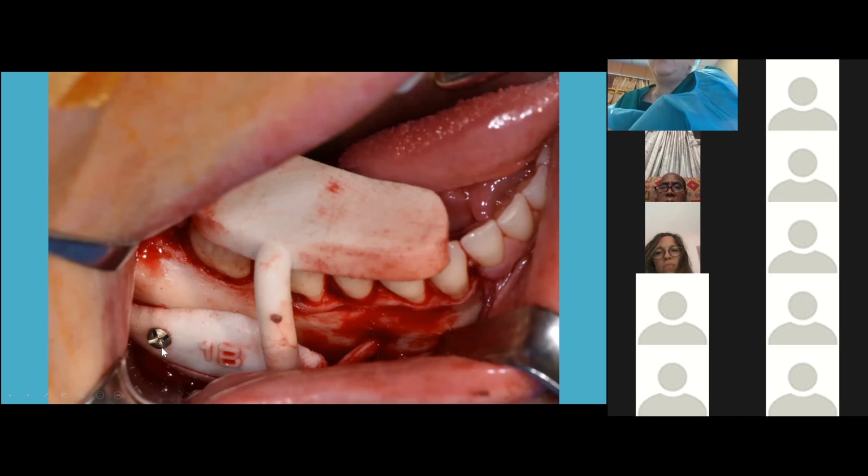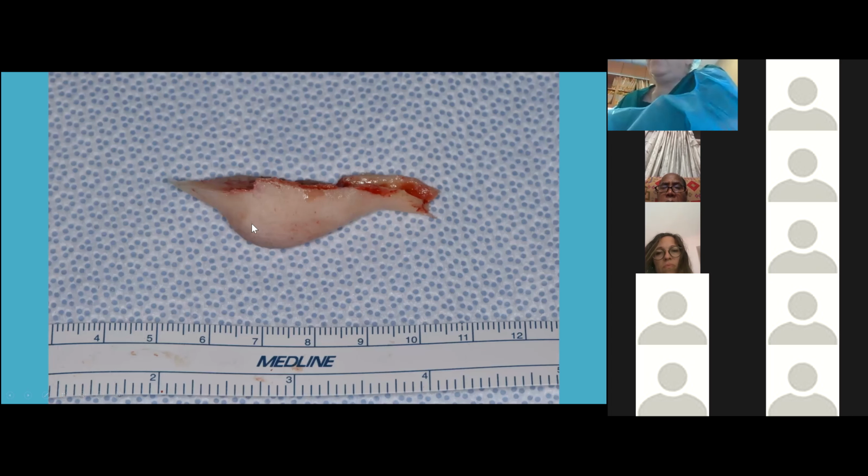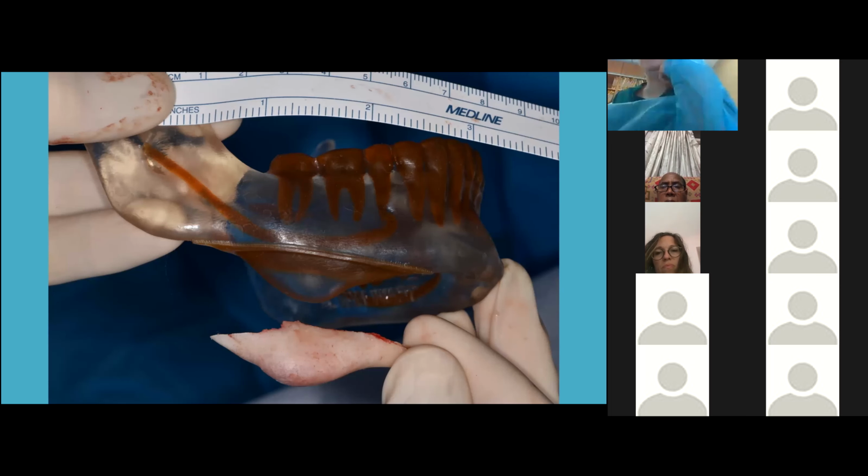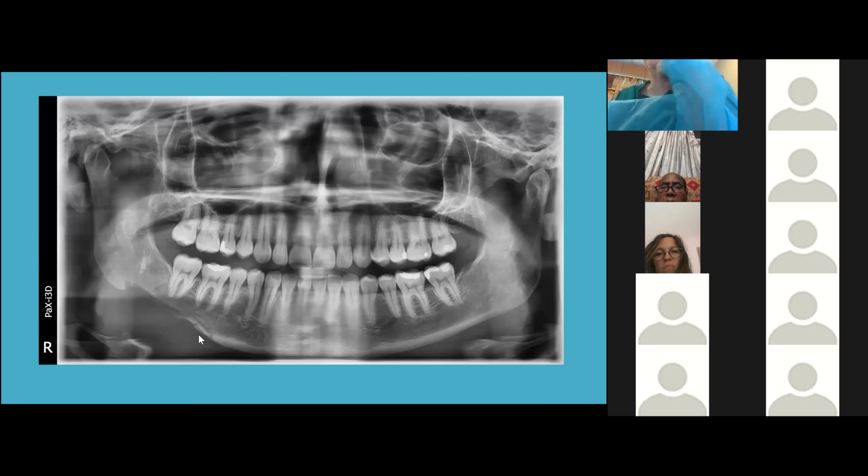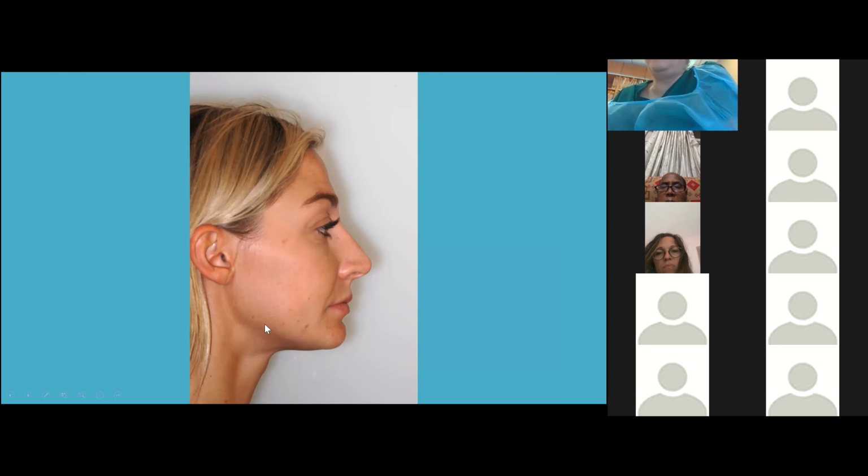Here's the guide screwed into place. You can see the slot to place the oscillating saw. Here's our specimen removed, quite large, 5 centimeters. Matches up with our surgical plan. Here we see the patient. We can see where we excised the tumor. Post-op, she had a wonderful result. She looked terrific. A very happy patient.